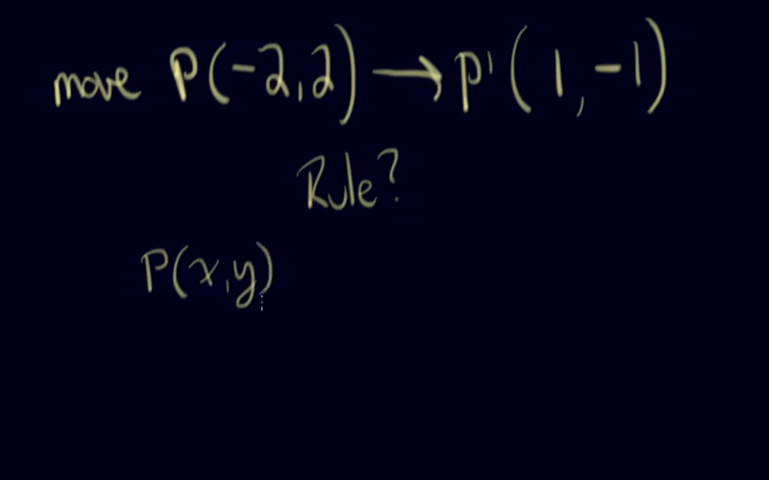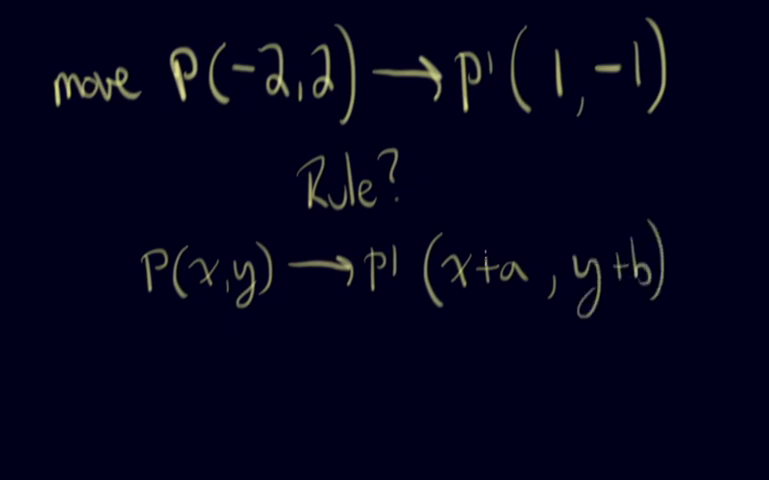So let's go back to remember what we're talking about here. We're talking about x and y, and we're moving this one, right? So something has to happen. We have to add a number, and we have to do it for x, and we have to do it for y. Now, if you're wondering where did a and b come from? Good question. This is just saying I'm going to add a number to the x coordinate, and a number to the y coordinate. At the end of the day, the x coordinate goes from negative 2 to 1, and the y coordinate goes from 2 to negative 1.